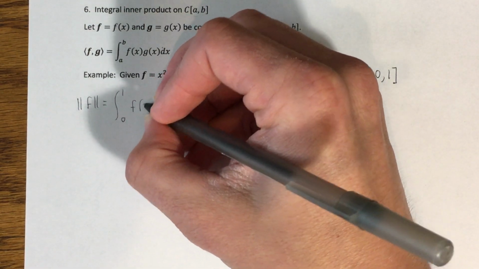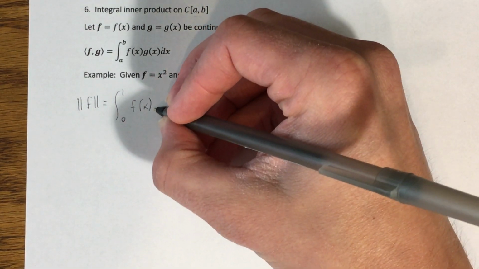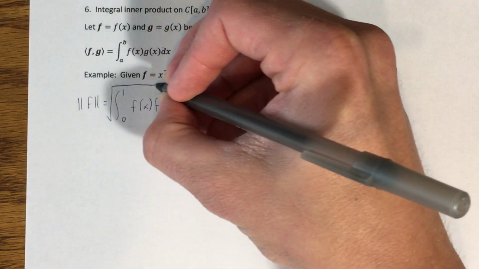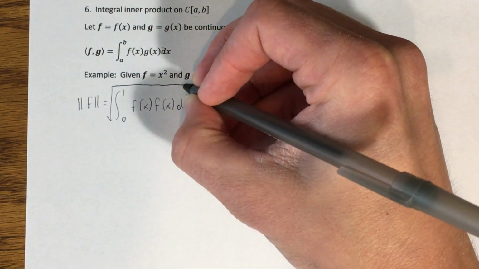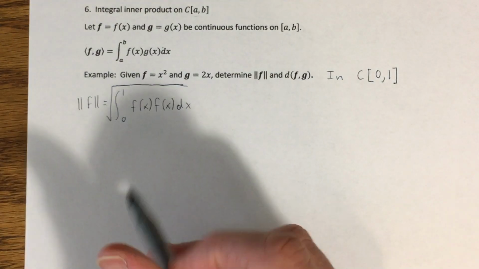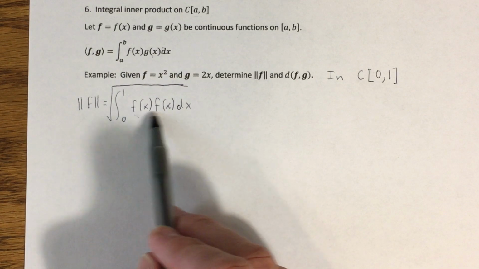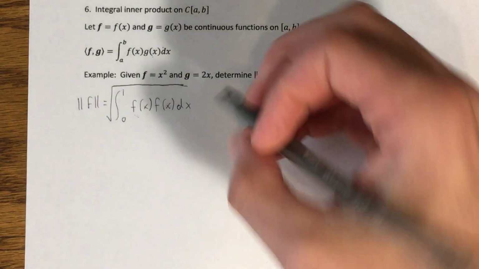f of x times f of x. And then we need a square root of that whole thing. Notice this dx in there. This is the inner product of f with itself, and that's what we use when we're finding a norm.